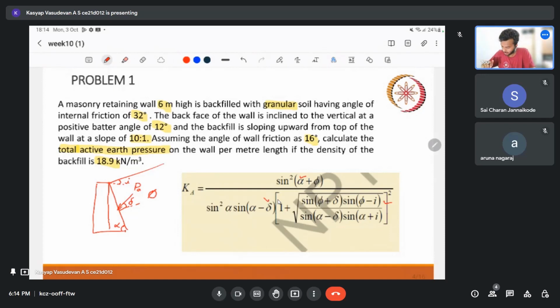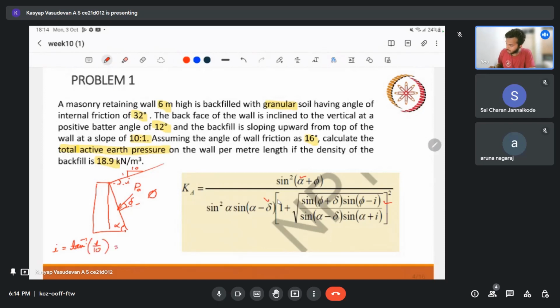So we know all the values, we just have to substitute. But here, one thing is that i is given as 10 is to 1. That means this is 10 and this is 1. So I have to find it here beforehand. So I can write it as tan inverse of, since this is 10 is to 1, vertical by horizontal, so 1 by 10.